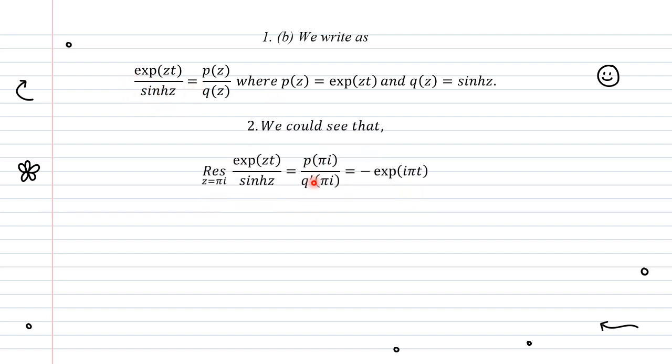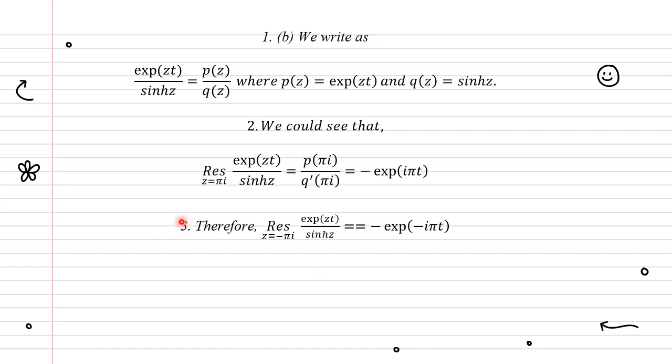So later on, we could see that if we substitute following this rule, the one that we saw before in the last exercise, then p of pi i divided by the derivative of q of pi i is going to be equal to negative x of pi t. And since this is what happens when the residue is at z equals pi i, then if the residue is at negative pi i, this is what we're going to get: negative this expression.